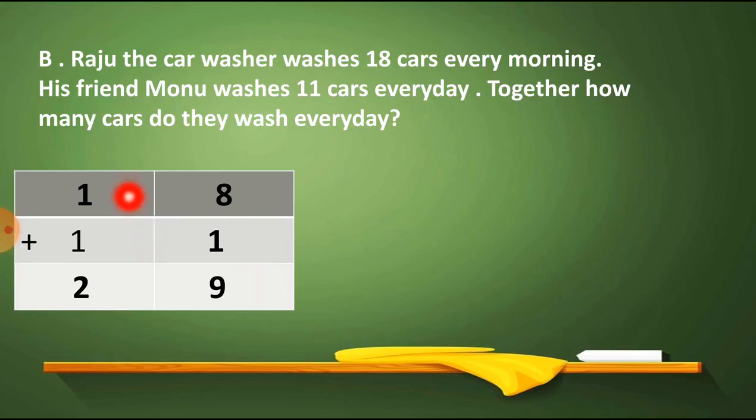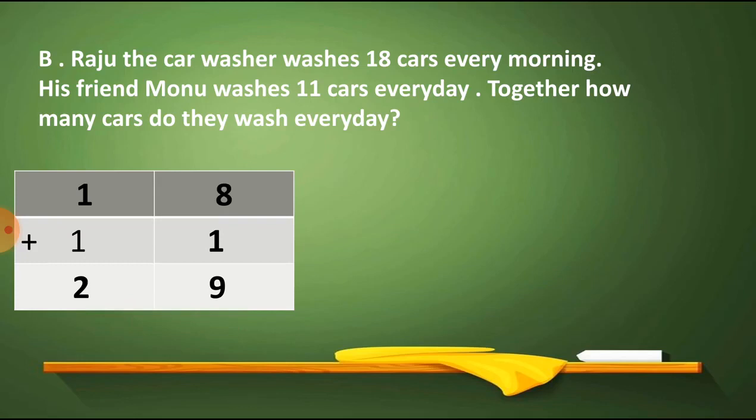Let's move to the tens column now. 1 plus 1. So students, at the tens column, 1 plus 1, so the number 2 will come. So how many cars do they wash together? Which answer will come? 29. So they wash 29 cars together.